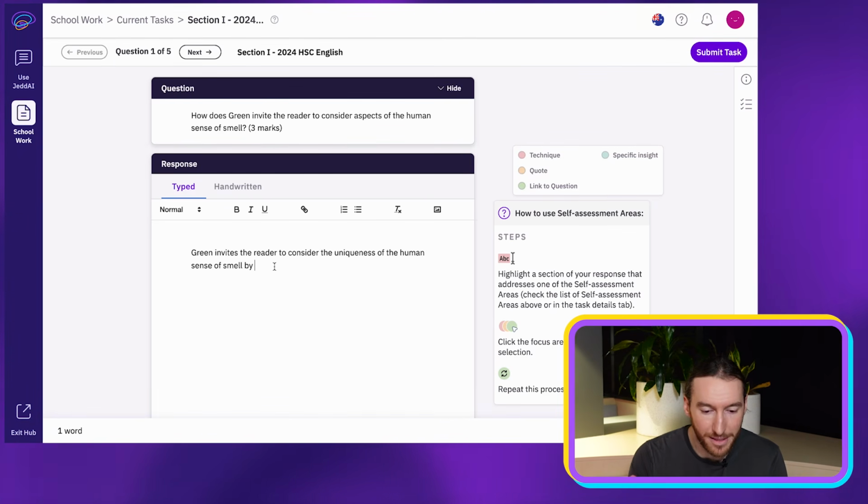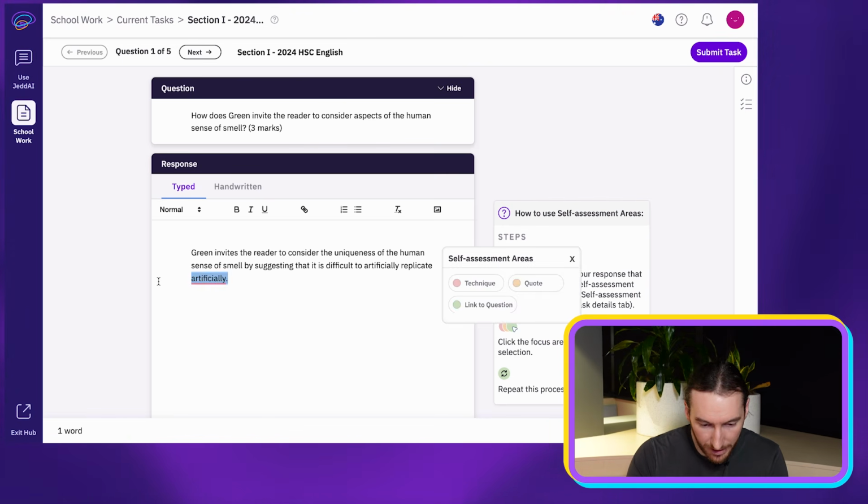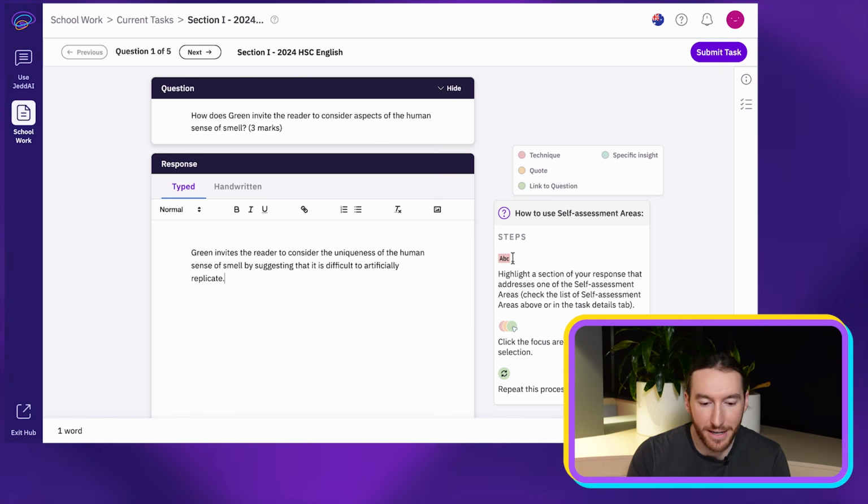Green invites the reader to consider the uniqueness of the human smell by suggesting that it is difficult, which sounds better than hard, but that's fine, difficult to replicate we could say in virtual reality, but I'm just going to extrapolate that a little bit and say artificially, or I'm actually going to put that before artificially replicate. Now, I'm setting this up on Jedi so that you can easily see with the self-assessment tool where the marks are actually coming from.